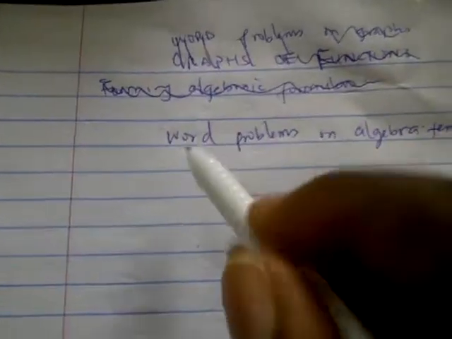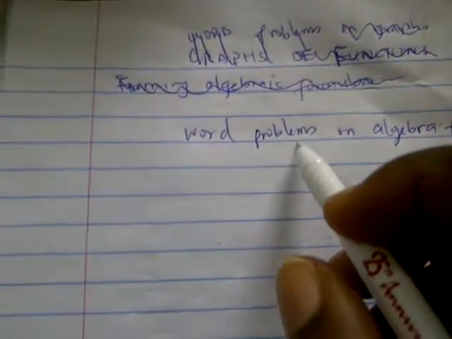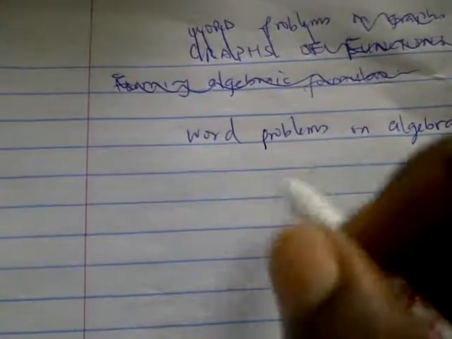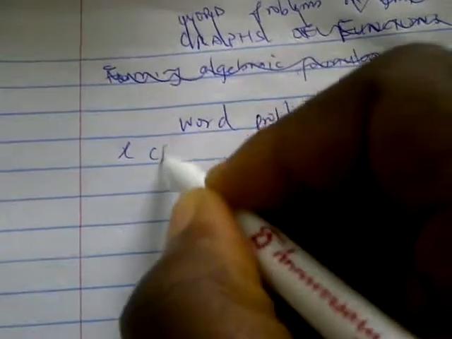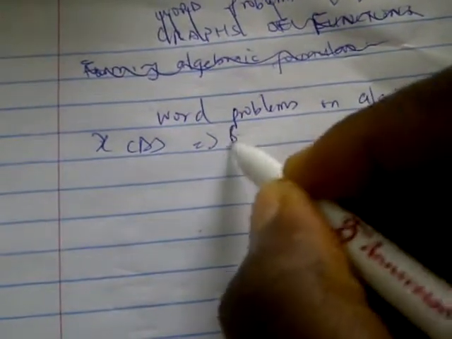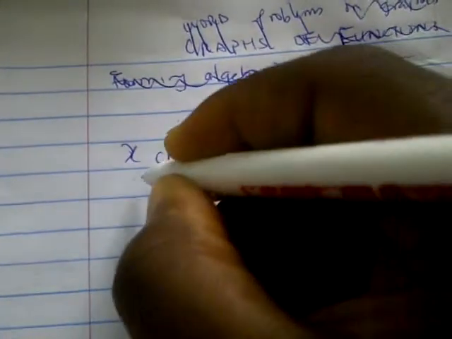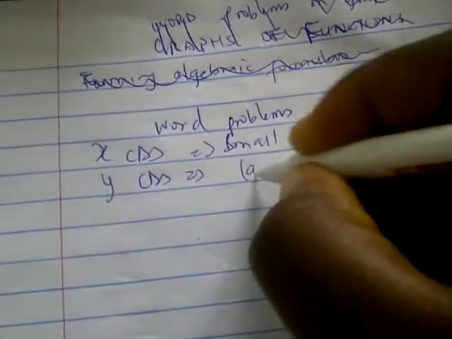Now this leads us to what I call word problems on algebraic terms. Now we're told that the small box contains X CDs, for the small box. And then the large box contains Y CDs for the large box.